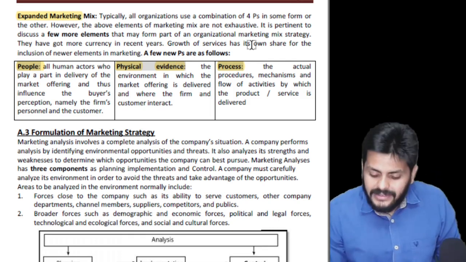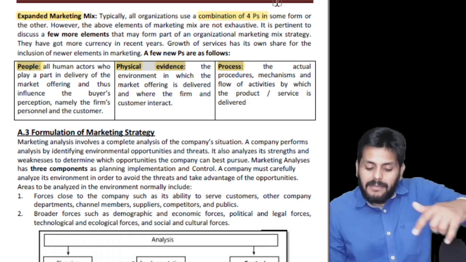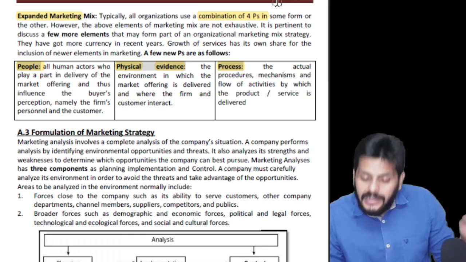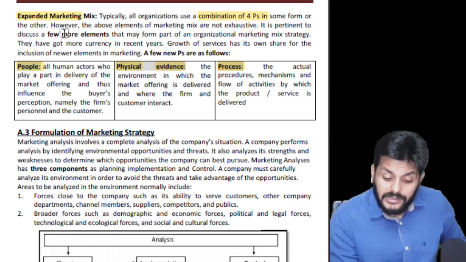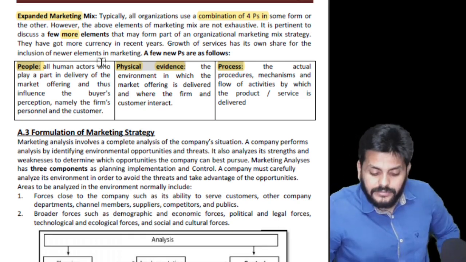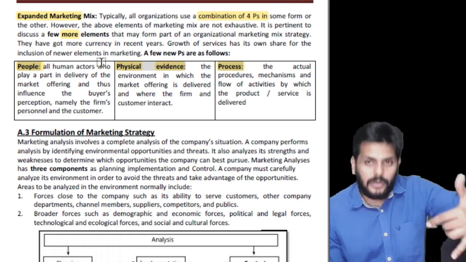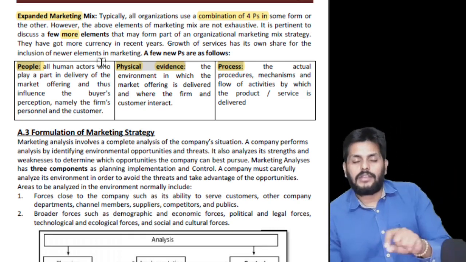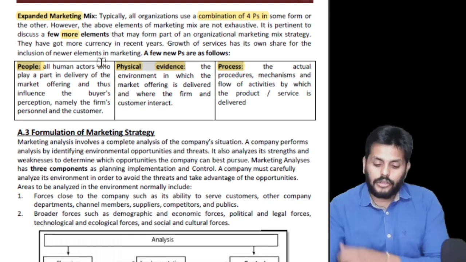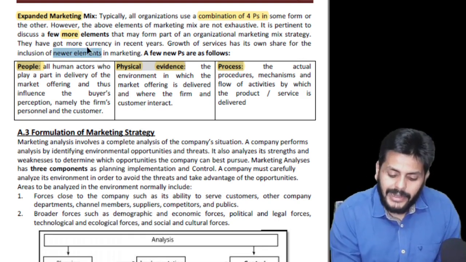Typically, all organizations use the combinations of 4 P's in some form or the other. However, the above marketing mix elements are not exhaustive. That means those are not the only 4. It is important, pertinent, compulsory to discuss a few more elements that may form part of an organizational marketing mix. They've got more currency in the recent years. Currency means here not money, currency means importance. In the interpretation context, you have to say they've got more currency means they've got more importance in the recent years. Growth of services has its own share for the inclusion of new elements in marketing.